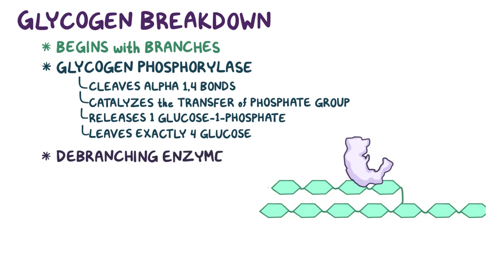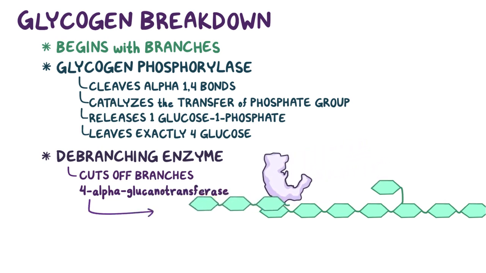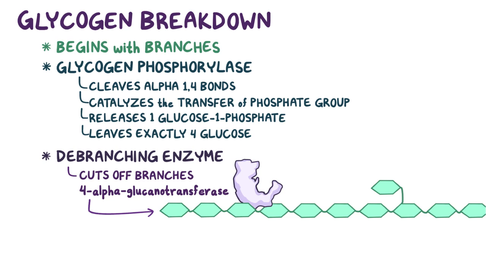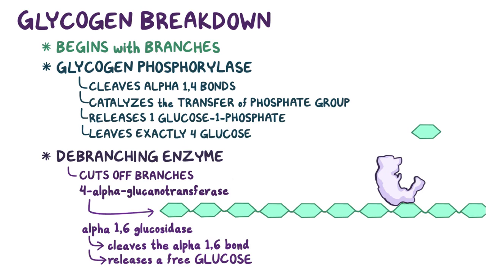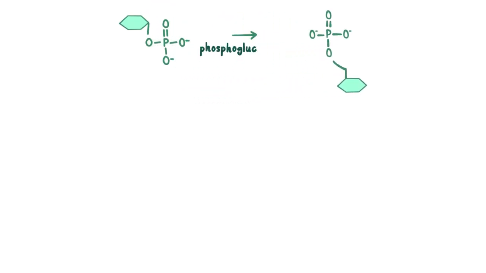Next, a debranching enzyme literally cuts off glycogen branches. It has a component called 4-alpha-glucanotransferase, which transfers 3 out of the 4 glucose molecules off of the branch and reattaches them to the linear glycogen chain instead, extending it as a result. The same debranching enzyme has another component known as alpha-1,6-glucosidase, which cleaves off the alpha-1,6 glycosidic bond and releases a free glucose. So for each glucose that's removed via phosphorolysis, there's a glucose 1-phosphate that gets liberated, and it's converted to glucose 6-phosphate by phosphoglucomutase.